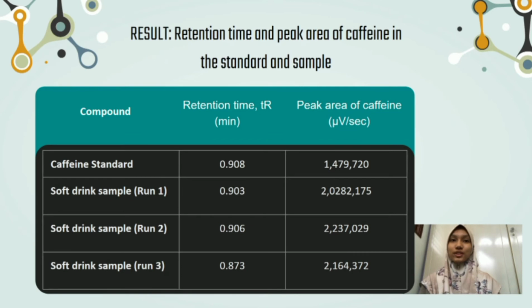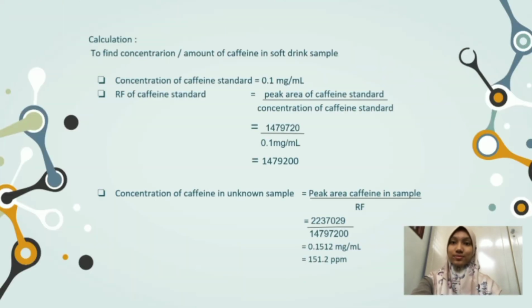Let's move on to the result of the experiment. The retention time and peak area of the result are recorded in the table below. As you can see, the result is shown in the slide together with the data of the caffeine standard. To achieve the objective of the experiment, the amount of caffeine in the sample, the analysis continues by calculating the caffeine concentration by dividing the peak area by the response factor of the caffeine sample.